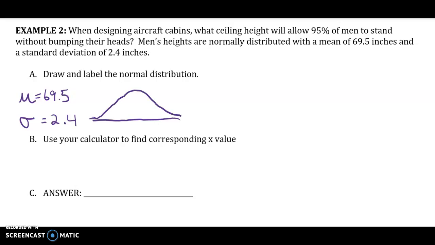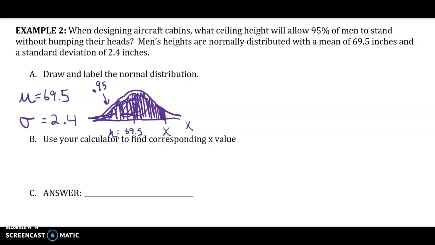So it's a normal distribution, so it has that bell shape to it. I'm going to leave everything in terms of x, so I'll write x right here. The mean's in the middle, 69.5. And you can even label that mean if you have enough space. And what we're trying to figure out is what height will allow 95% of men to stand without bumping their heads. So I can shade in 95% of this diagram. So what I've shaded in right here, everything to the left of this x value, is 0.95.